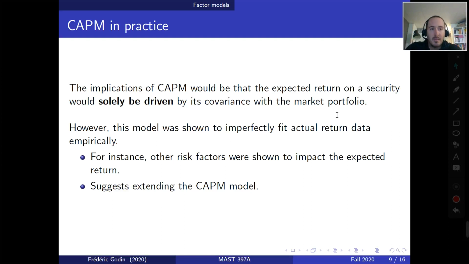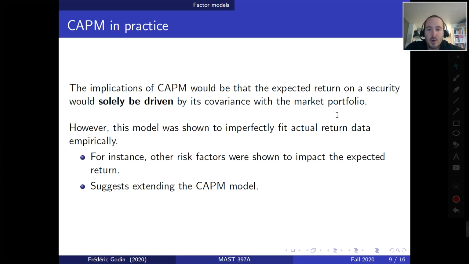In practice, of course, well, let's talk about that right now. In practice, is this a suitable hypothesis? Mean variance portfolio optimization, is it something realistic to consider in practice?